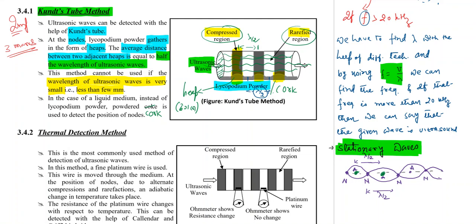And if we are using a liquid medium, here there is air, so we can use the lycopodium powder. But if a liquid medium is present, suppose we want to find out the velocity or frequency of ultrasound waves in a liquid, like water or kerosene or oil or any other liquid medium, then instead of lycopodium powder, cork powder is used to detect the position of nodes. But in this method, we have to detect node and antinode respectively.